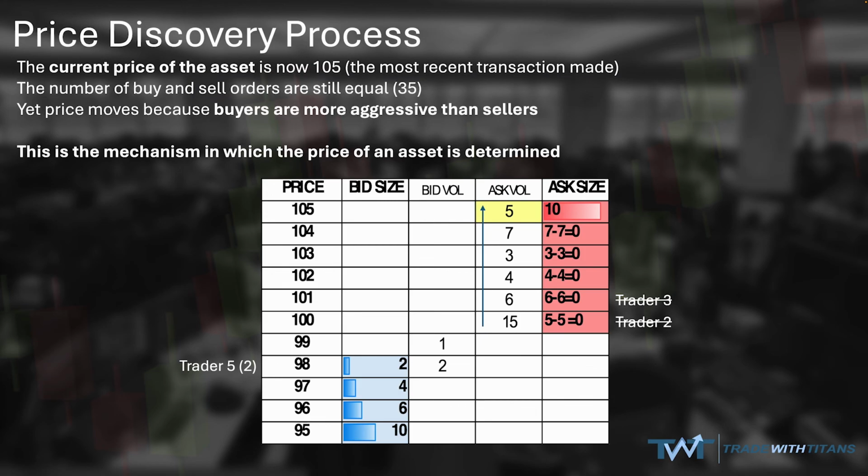The current price of the asset is now $105. However, remember that the number of contracts bought and sold are still equal. Yet, the aggressive buyer was able to move price from 98 to 105 because buyers were more aggressive than sellers. This auction mechanism is also known as price discovery. The great thing about the DOM is that it allows us to see the price discovery process as it happens in real time. From watching it unfold, we can observe various nuances and subtleties that can help confirm or deny our pre-existing hypotheses, and also help us form new ones.